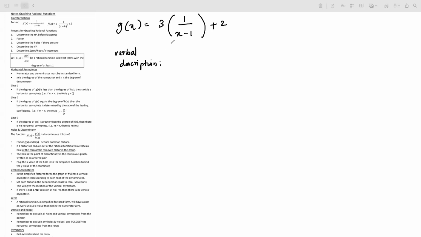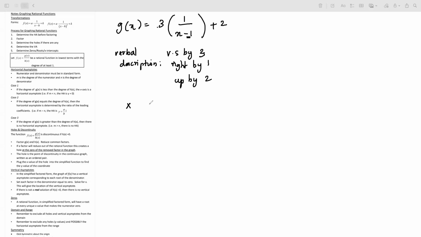Now, when I want to write the verbal description of this, it is a vertical stretch by 2. Please let me know if you didn't understand. Vertical stretch by 2. Then, it's a vertical stretch by 3, sorry. Right by 1, up by 2. Make sense? Okay, so we've got the verbal description done.